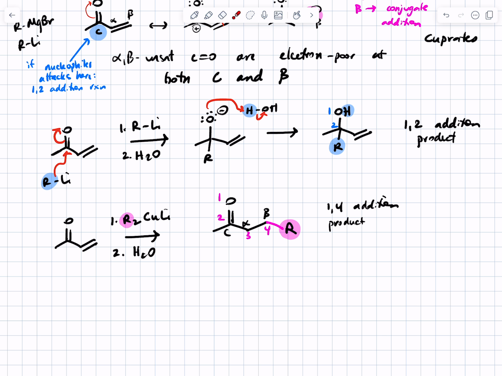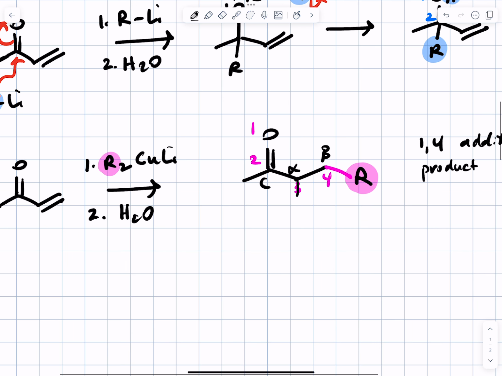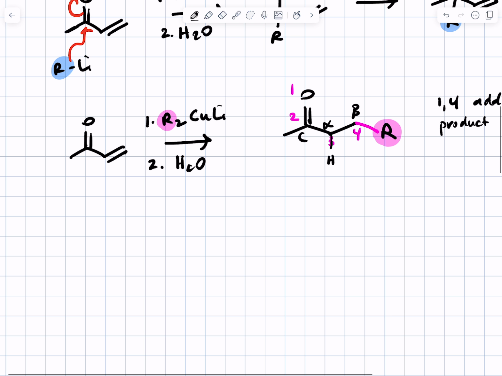And I've showed you this product, which I've called a 1,4 addition product, though actually, if you look at the way we've drawn it, you might be tempted to ask, why don't we call that a 3,4 addition product? So I'll try to explain that briefly. I'll also show you the mechanism for a cuprate attacking an alpha-beta unsaturated carbonyl compound.